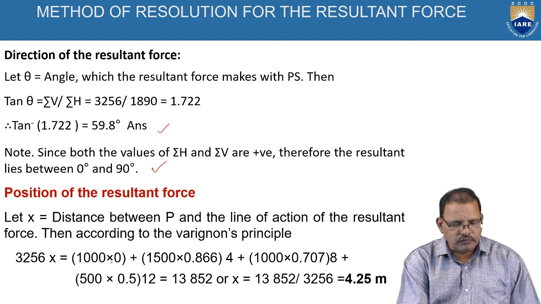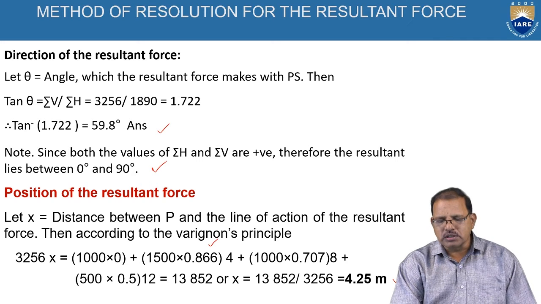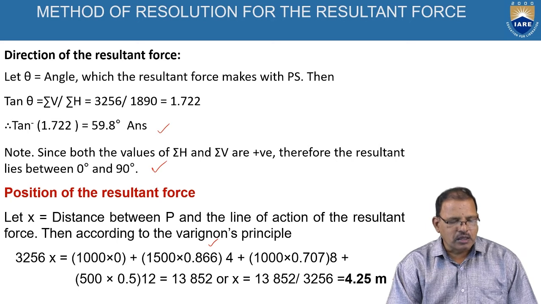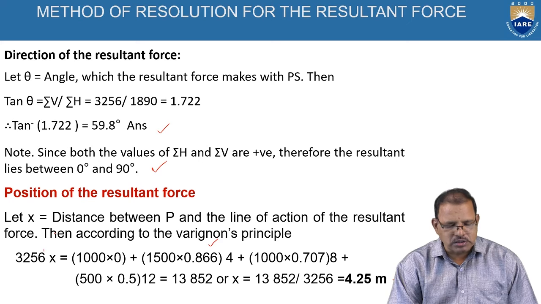That is 1000 into 0 because the distance is 0, plus 1500 into its cos value into 4 distance, plus 1000 into 0.707 into 8, plus 500 into 0.5 into 12, which is equal to 13,852. From these values we get x at a distance of 4.25 and so on, where 3256 is the vertical component of the resultant force.